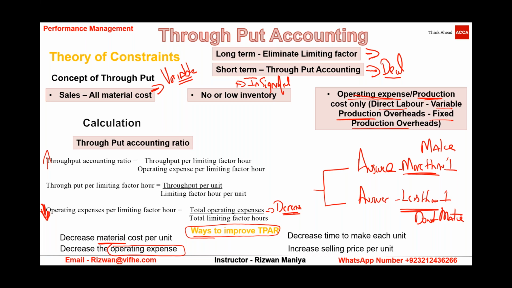Now, third, increase your selling price per unit. Let's understand. If you increase your selling price per unit, what will it do? It will increase your throughput per unit, right? And if your throughput per unit increases because of the selling price increase, it will increase throughput per hour, and this will further increase TPAR. Is that right, everybody? So, increasing selling price. Giving a discount will reduce your selling price and will reduce your TPAR.